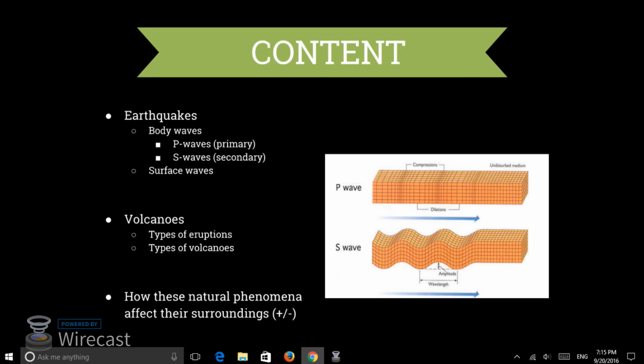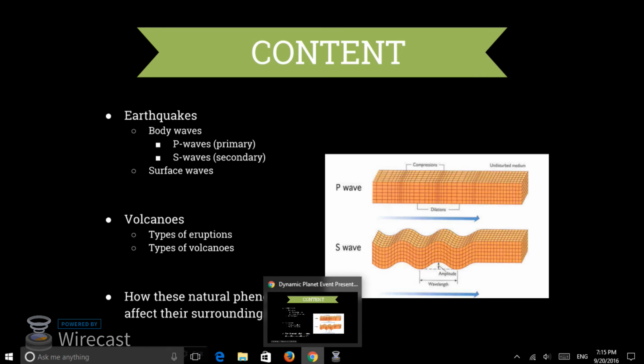For surface waves, there are waves called Love waves and Rayleigh waves, but I don't think you need to know about them. And oftentimes there will be a graph from a seismograph, and you will be required to analyze the seismic waves based off of the drawings.